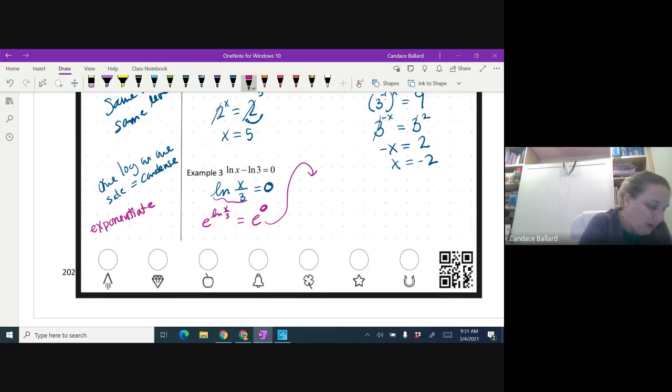Okay. All right. So these guys are going to cancel now. So that's the process of exponentiating. So I've got x over 3 equals e to the 0. What's e to the 0 equal to? Or anything to the 0 power equal to? Tell me in the chat. What do you guys remember?